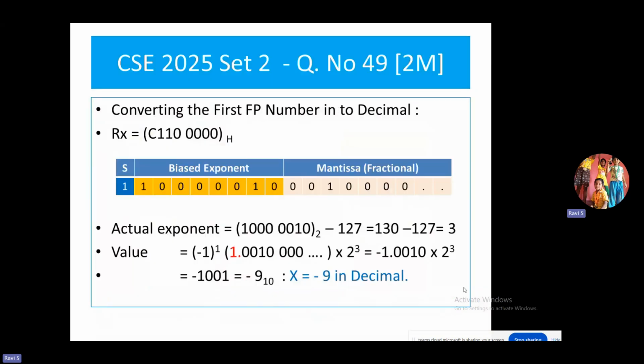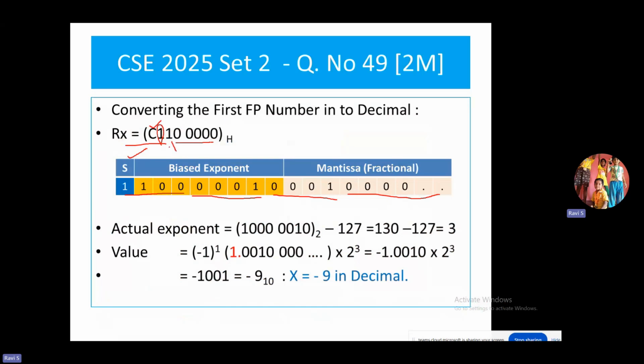Now let us try to convert the given values. There are 3 values given to us: one is Rx, the second one is Ry, and the third one is Rz. We start with Rx. We expand it and substitute in the IEEE 754 representation. The first hexadecimal digit is C. C means 1100, which is 12 in decimal. The next digit is 1, which means 0001. Again, the next digit 1 means again 0001. The rest of the digits are 0, so you simply keep zeros afterwards.